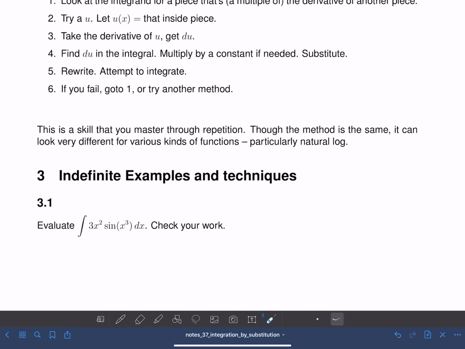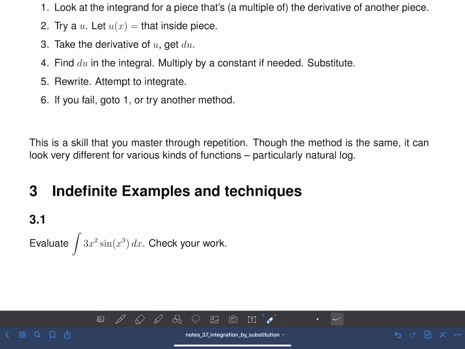Okay, so let's start with an example. I want to look at this function right here, and I'll focus on it at first. Step 1 says look at the integrand for a piece that's a multiple of the derivative of another piece. So I'm cruising here, and I'm like, oh, 3x squared, that's the derivative of x cubed. Oh, cool. That part right there is (x cubed)'. That's exactly what I want. So this integral is the same as the integral of (x cubed)' times sine of x cubed dx. And that's exactly the situation that we want. I probably will never again write something like this because it's not useful. Instead, we're going to do the method of u-substitution.